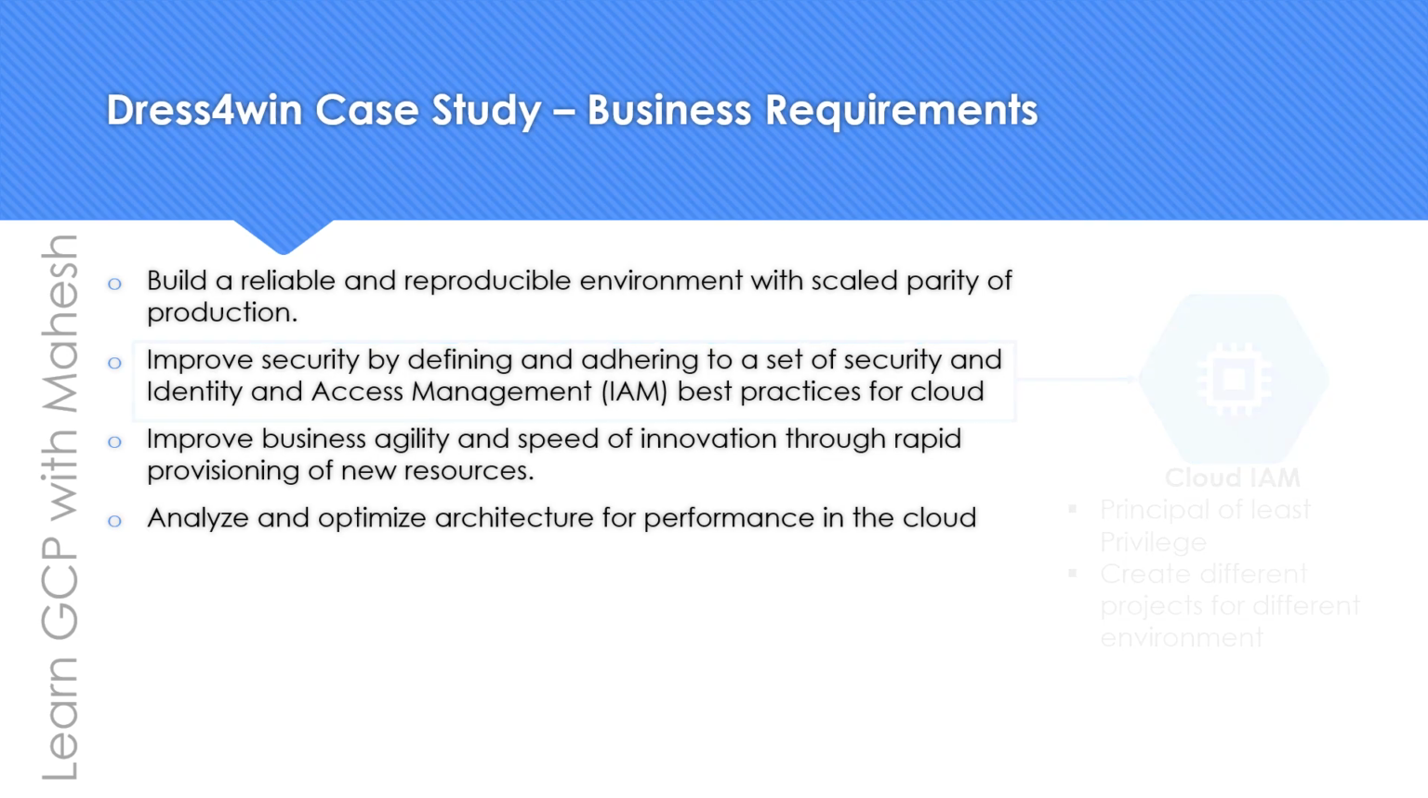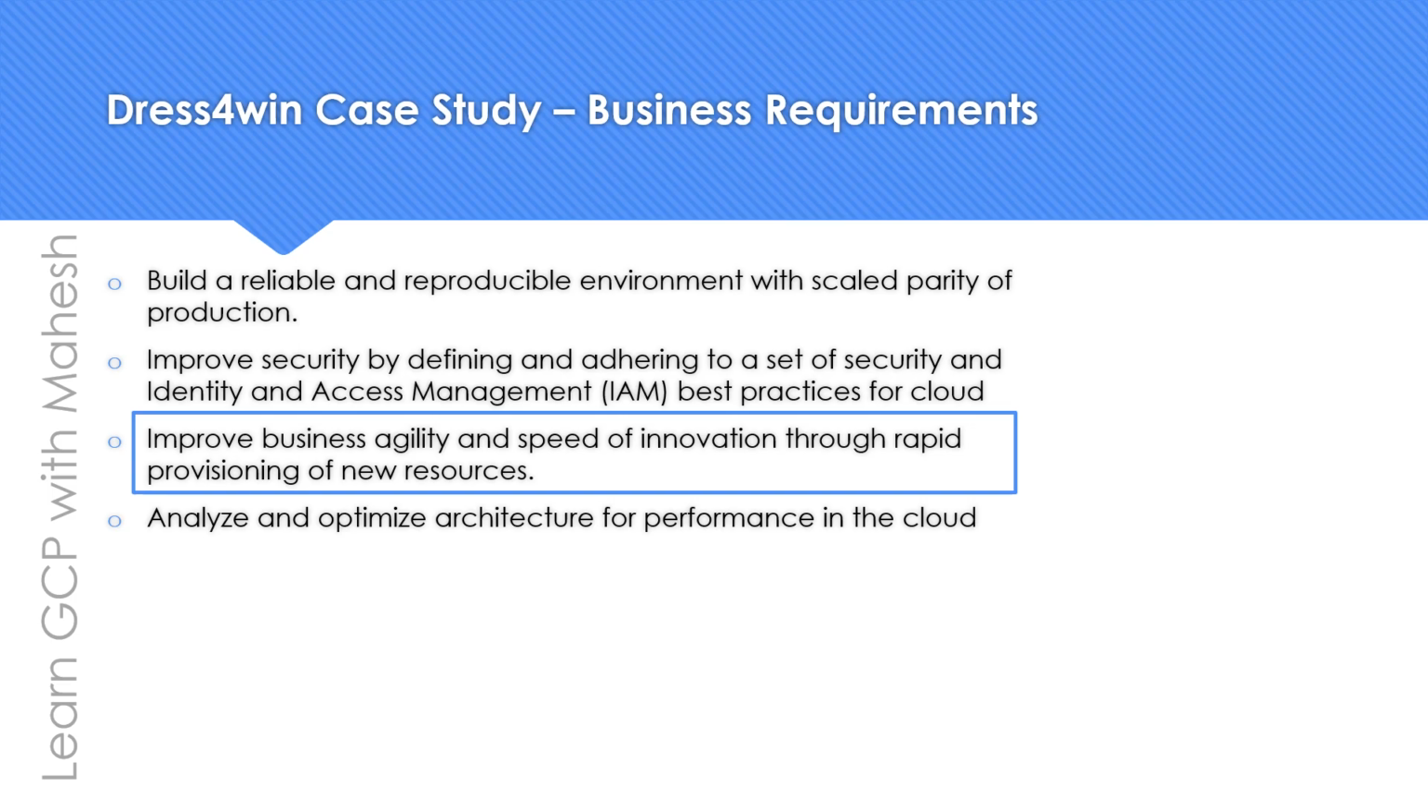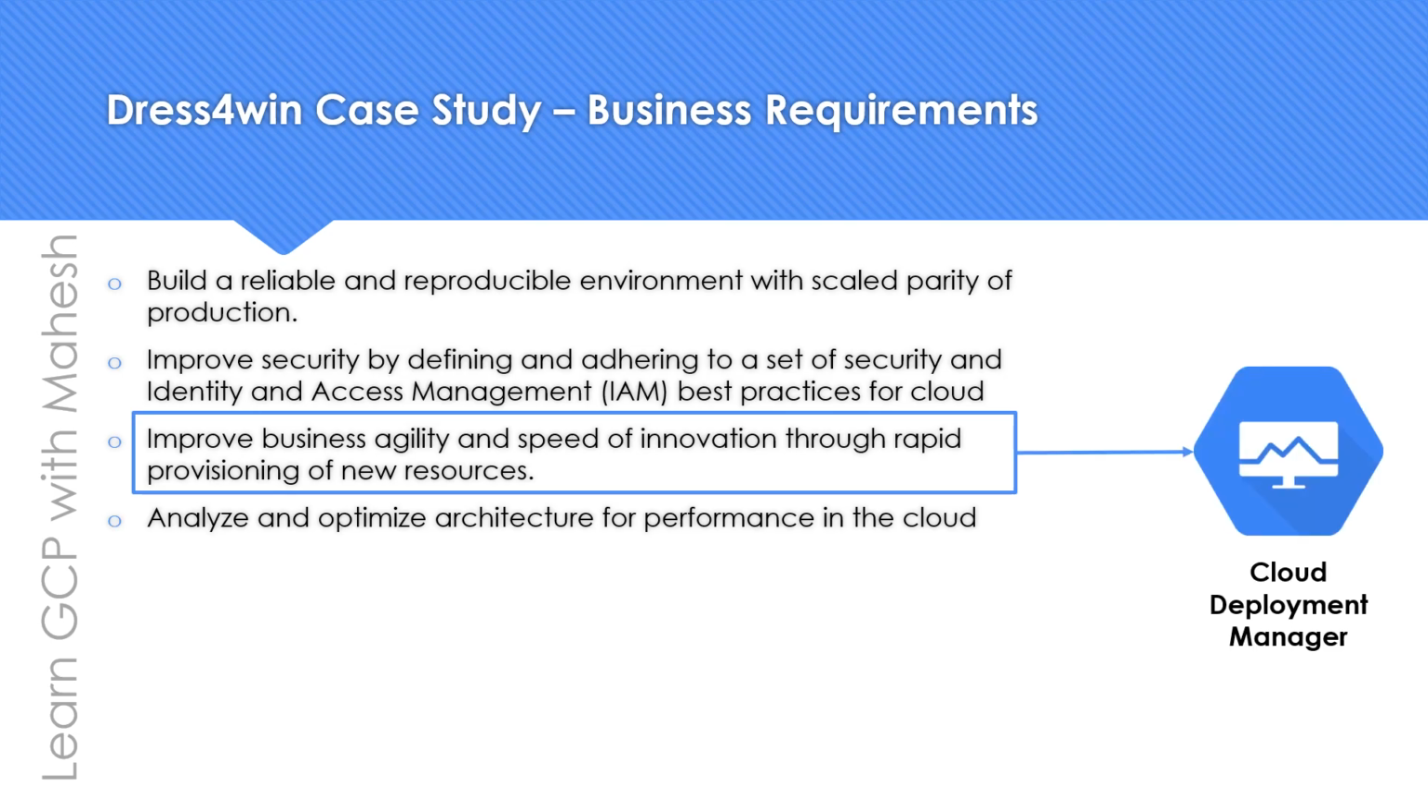Moving on to the next business requirement, improve business agility and speed of innovation through rapid provisioning of new resource. They want to provision resource very fastly. That is the key thing. So if you want to provision resource infrastructure, what is the thing which strikes you? Deployment manager. Very straightforward, and you can do multiple times deployment repeatedly. So that is the option there.